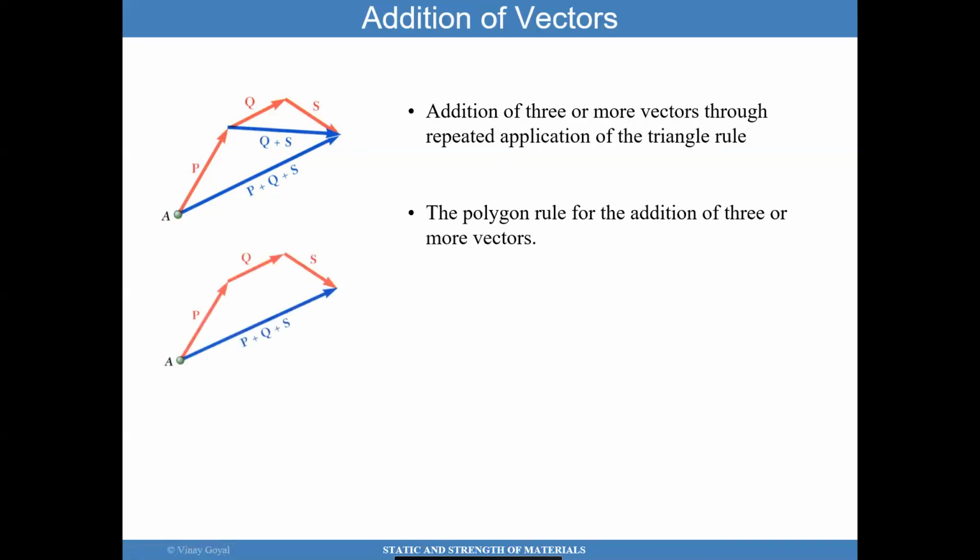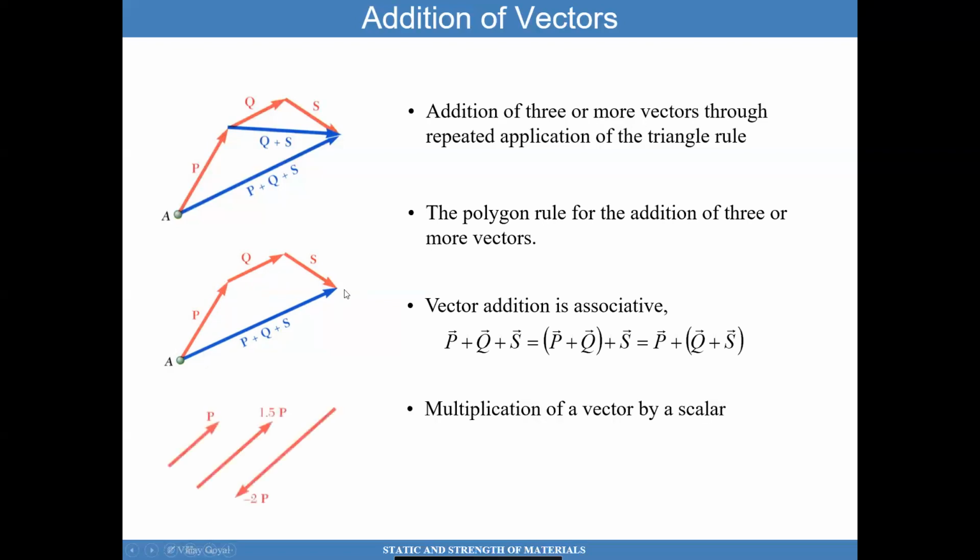The polygon rule is also acceptable. If I have P, Q, and S, I can just add all three to get this resultant P plus Q plus S as your resultant vector. So the vector addition is associative. I can add P plus Q first, then I get this resultant vector here, add that one to S, and then I get this resultant vector. I can also add Q plus S first, the way I did it here, and then add it to P to get this total resultant vector.